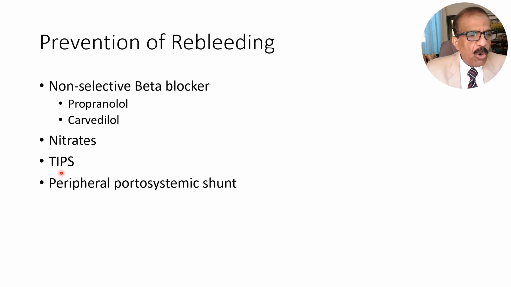Then there's something called TIPS that can be done. This can be done as an emergency procedure if the setting allows, or it can be done later on, in those patients who do not respond to this. What is TIPS? I'm going to show you in the next slide. And then also peripheral portosystemic shunt. I'm going to explain that in a subsequent slide. Let's first talk about TIPS.